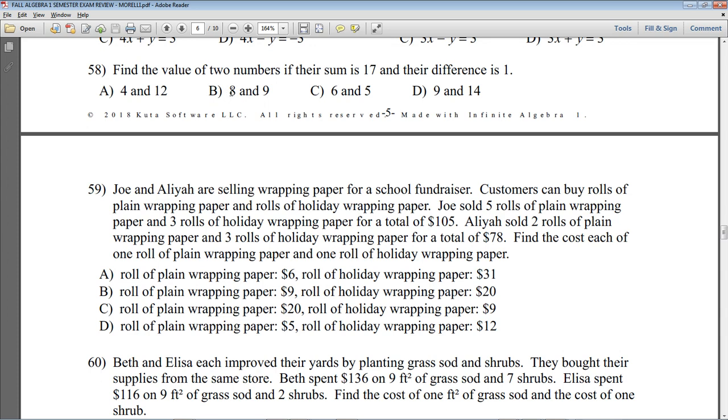Okay, well, here they're saying 8 and 9. I think the answer should have been 9 and 8, but luckily there's no other values like that, so it's got to be B, right? So I'm going to go with answer choice B there for number 58, 8 and 9.